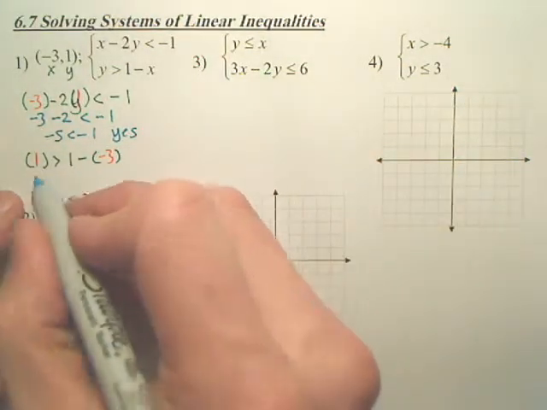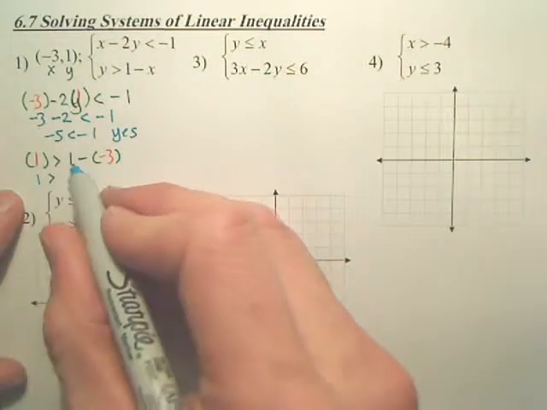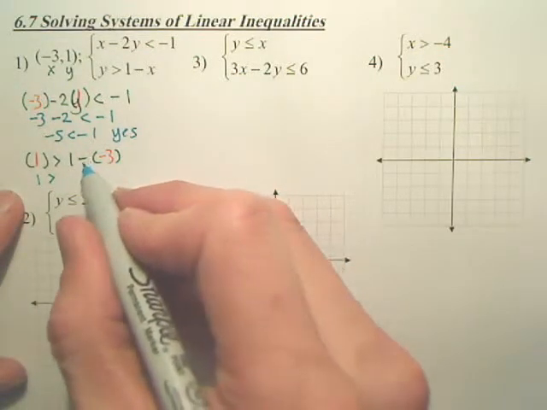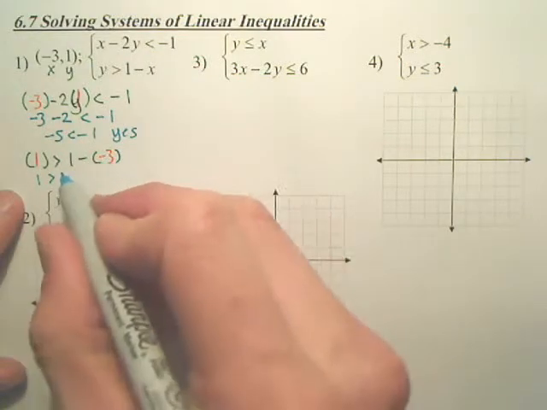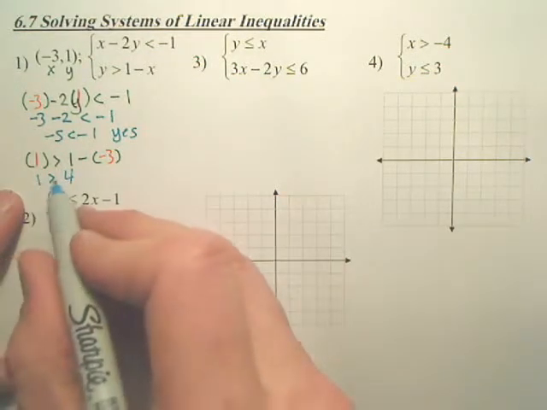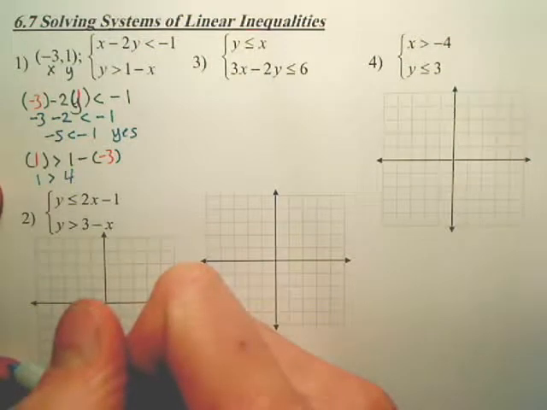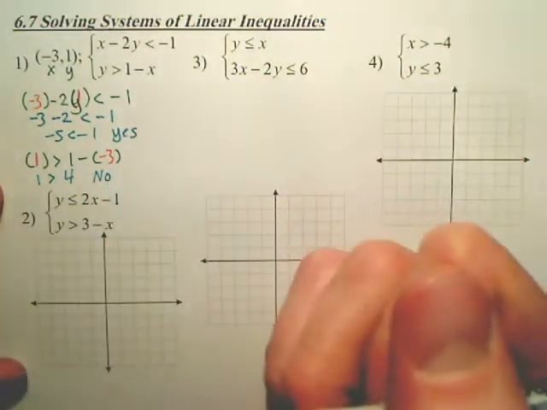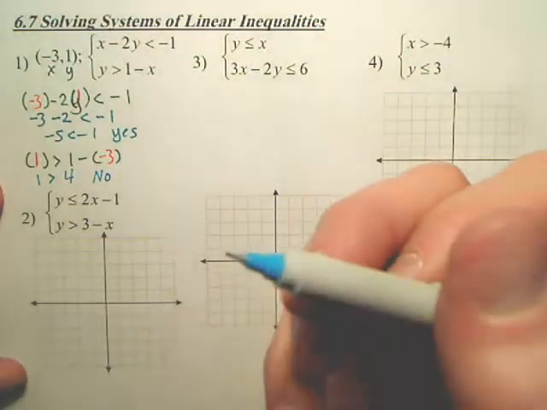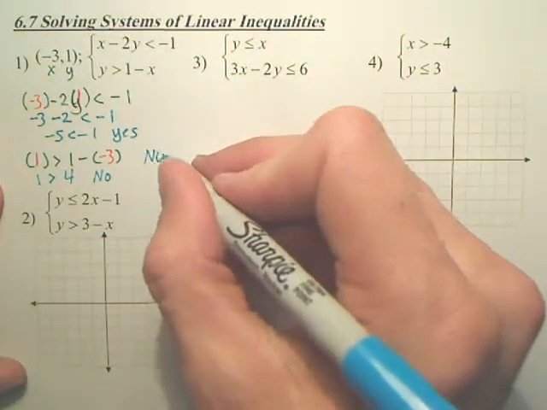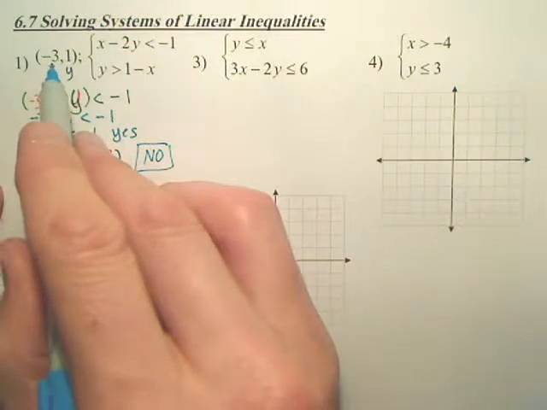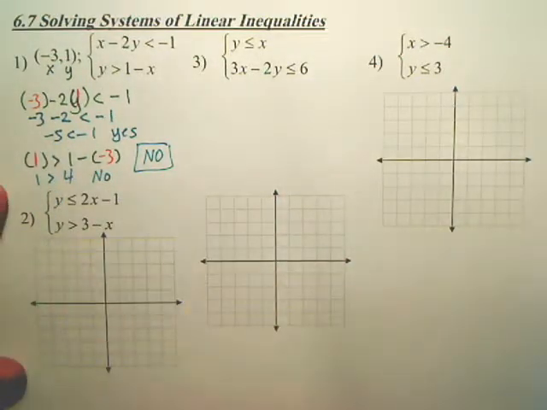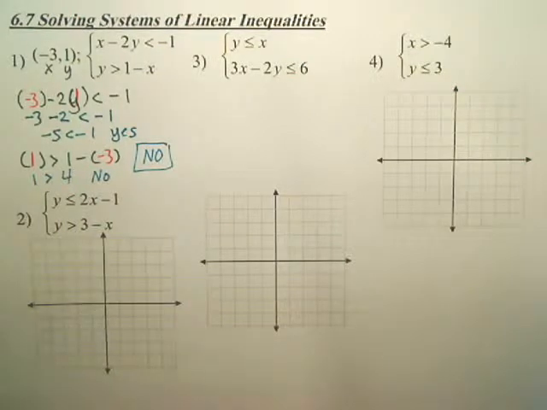Let's try this one. That becomes 1. And what's 1 minus negative 3? Well, when you minus a negative, that's plus. Is 1 greater than 4? That's no. So what's my answer? If one of them's no, what's my answer? My answer is no. Is this a solution? No. It's true for the first one, but not the second. You have to check both of them.